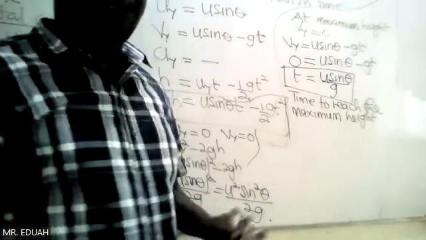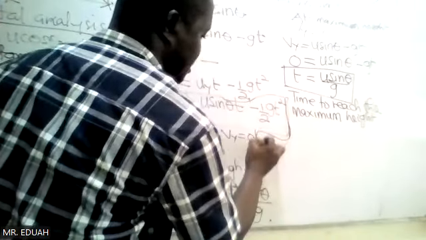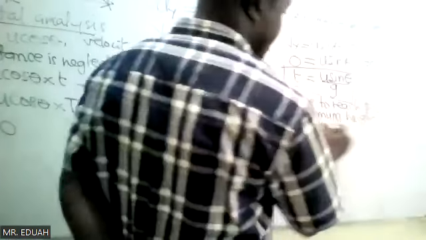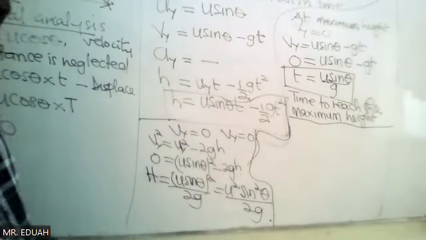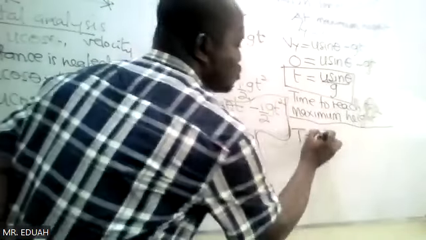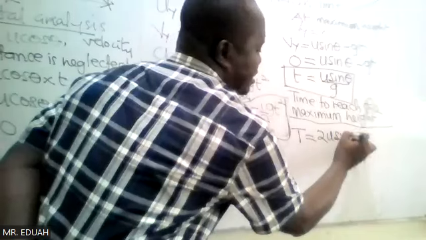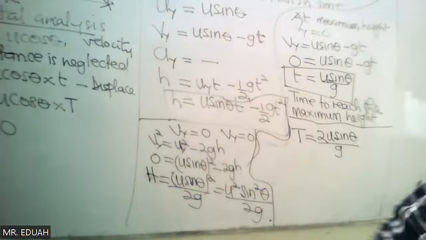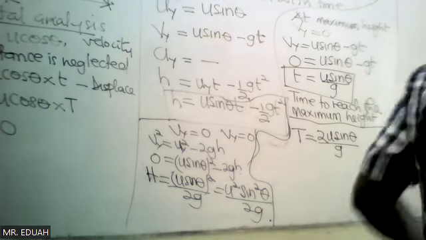Now, what equation did we get for the time of flight? The time of flight, capital T, is 2U sine theta over g. There is another way of determining the time of flight, which I want to take you through.